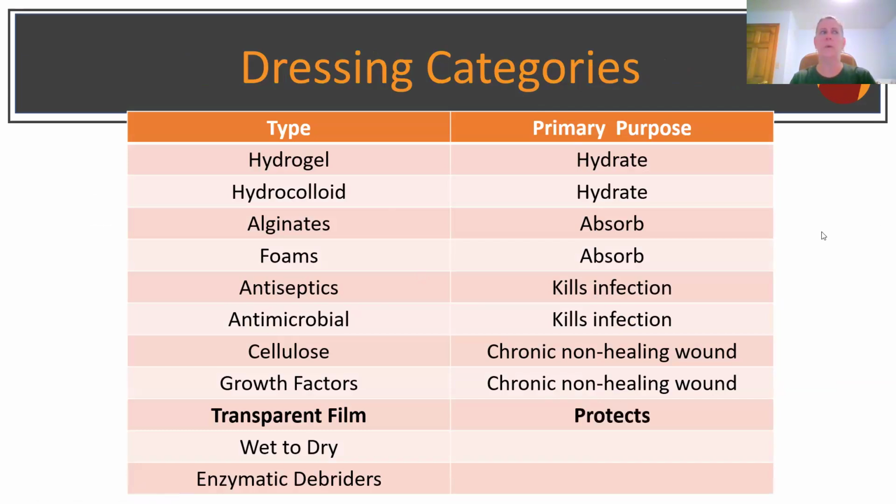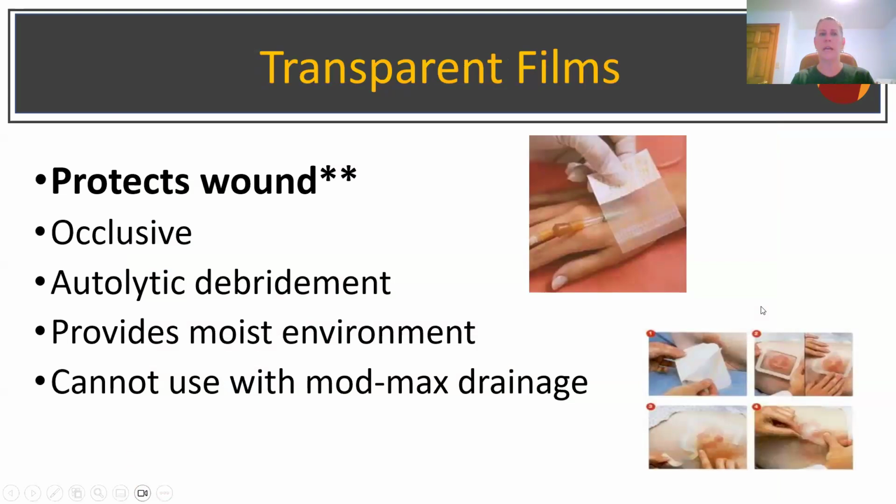This is when the wound looks great, and all I want to do is seal it off, protect it. Transparent films are occlusive, so it's like a big piece of tape, doesn't let anything in, doesn't let anything out, and it'll just heal, okay? So it's just going to protect the wound, help it do debridement, keeps all the moisture in. You can't use it if they have a lot of drainage, because if you can imagine trying to stick a piece of tape on when they have a lot of drainage, it just slides right off, okay?